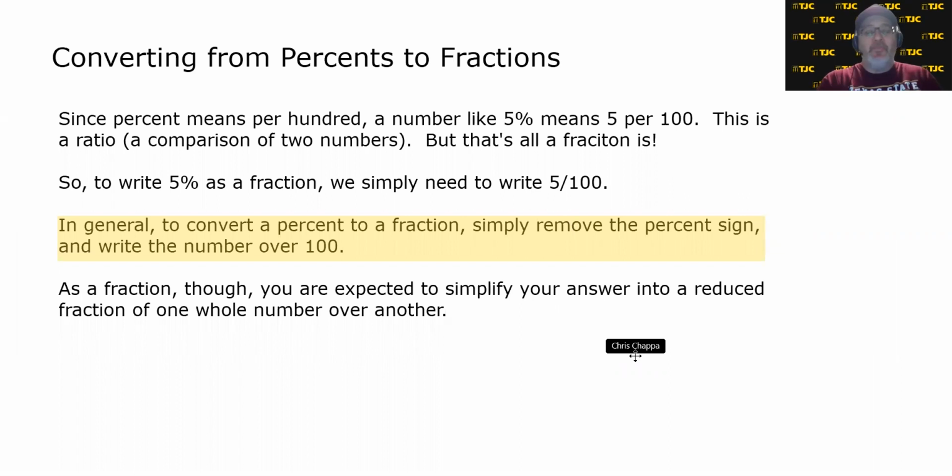As a fraction, though, you're expected to simplify your answer into a reduced fraction of one whole number over another. Now, there's two important things I want to point out here. Number one, your answer is expected to be reduced. And number two, it should be one whole number over another. You'll see why that part is relevant by the end of the video.